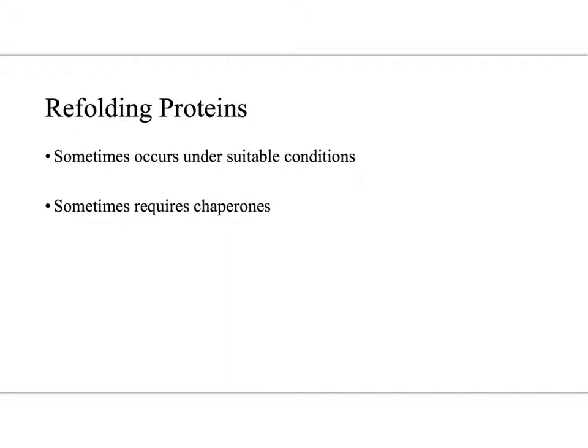Now, once we have denatured a structure, it is possible to have refolding of proteins. Sometimes the refolding will occur, but you have to have suitable conditions in order for this to occur. Sometimes it occurs on its own if the conditions are right, but sometimes we're going to require what's called a chaperone in order to aid in that folding process. Those chaperones are going to be molecules that help direct the refolding of these proteins.